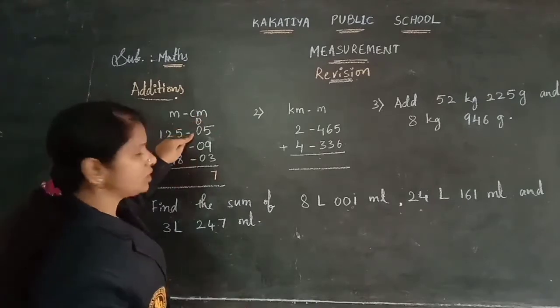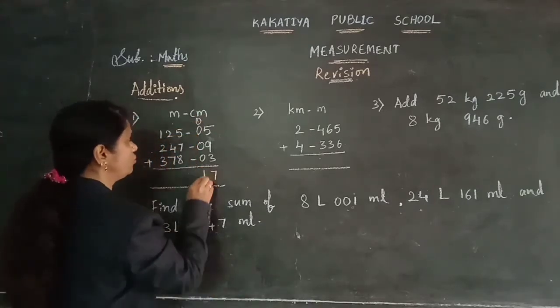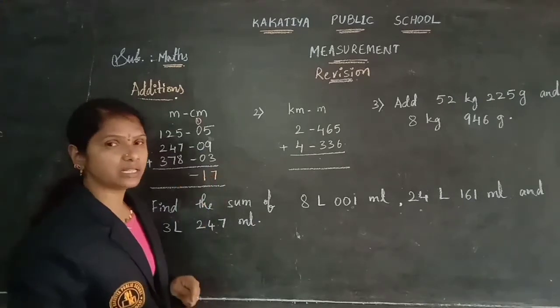Now 1 plus 0 is 1. So here 17. We are not needing the carry here.